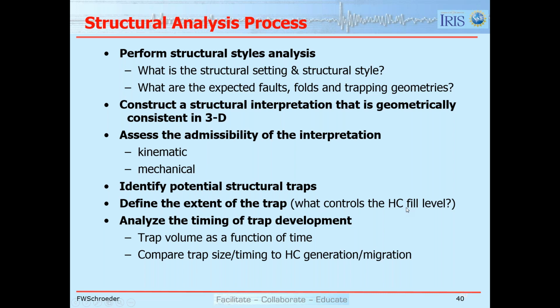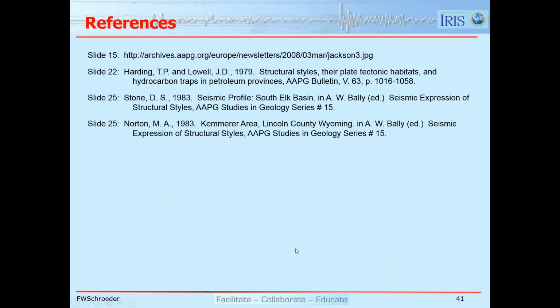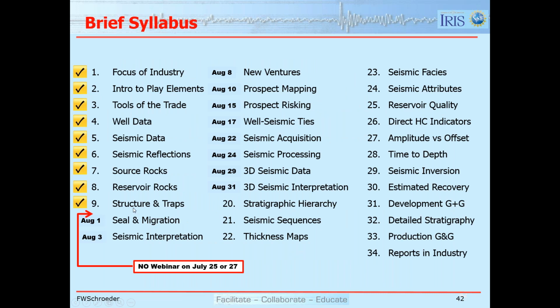And we can analyze the timing of trap development. How did the trap volume change as a function of geological time? And we would compare that trap size and its timing to the timing of hydrocarbon generation and hydrocarbon migration. So a couple of references to some of the illustrations on the foregoing slides. And that concludes my prepared remarks for structure and traps.